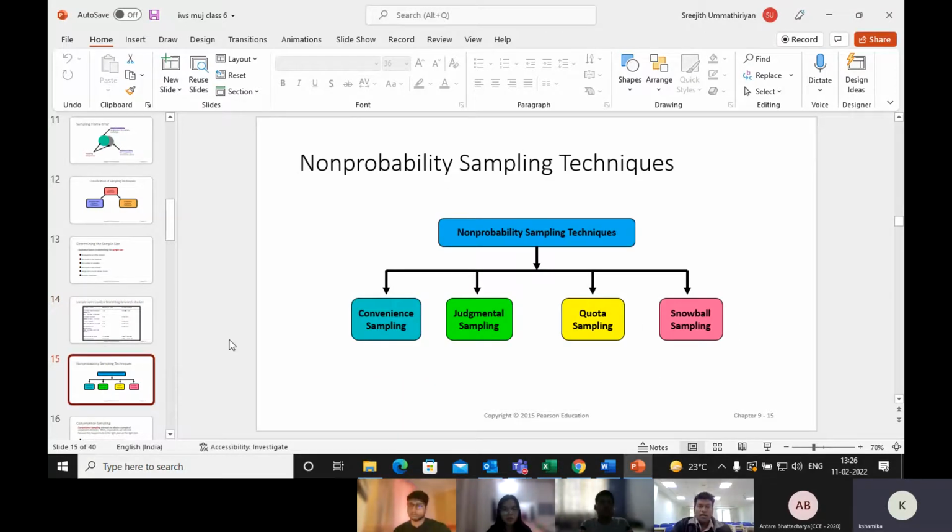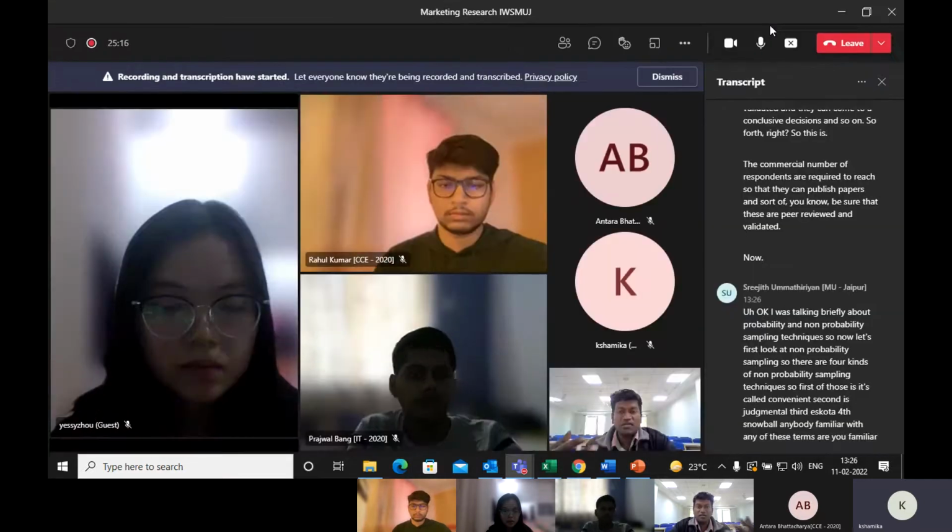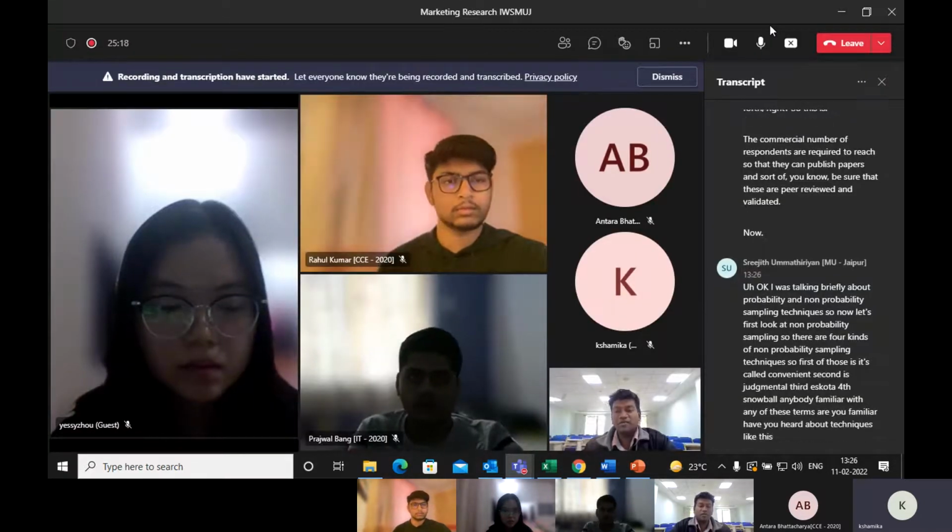Now, okay, I was talking briefly about probability and non-probability sampling techniques. So now let's first look at non-probability sampling. There are 4 kinds of non-probability sampling techniques. The first of those is called convenient. Second is judgmental. Third is quota. Fourth is snowball. Anybody familiar with any of these terms? Have you heard about techniques like this earlier? Probability, non-probability?